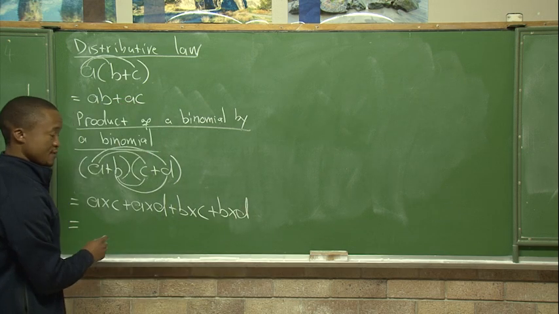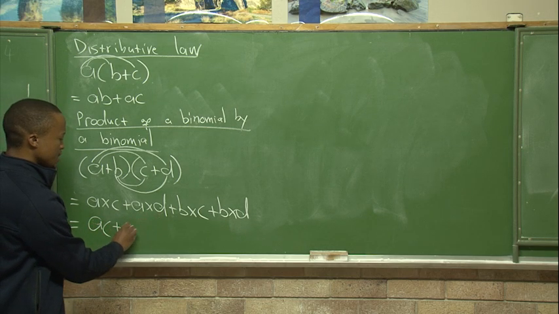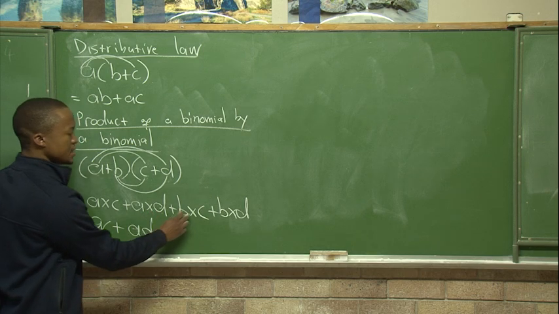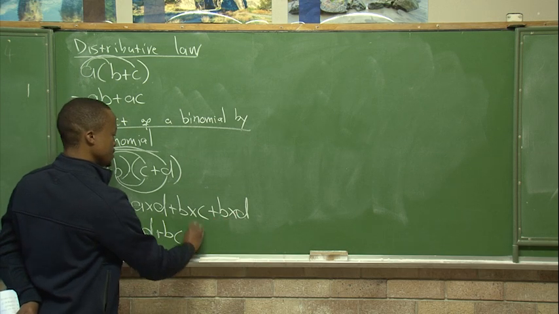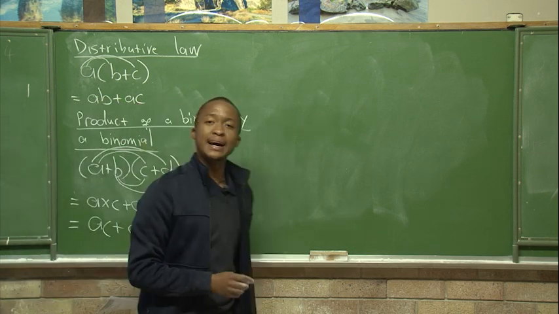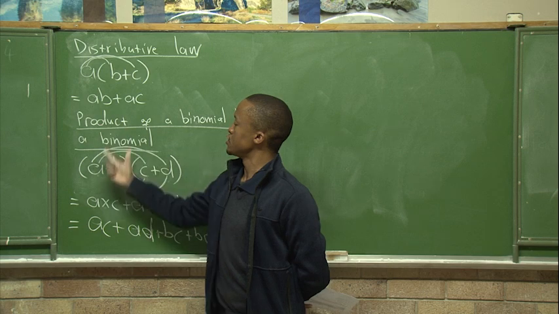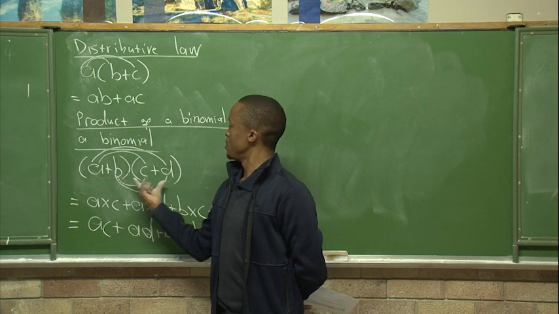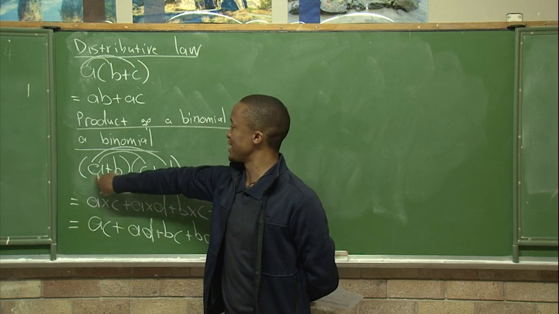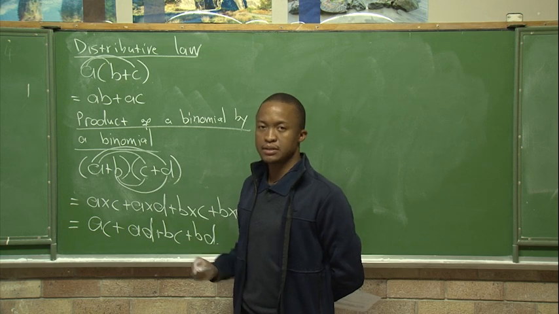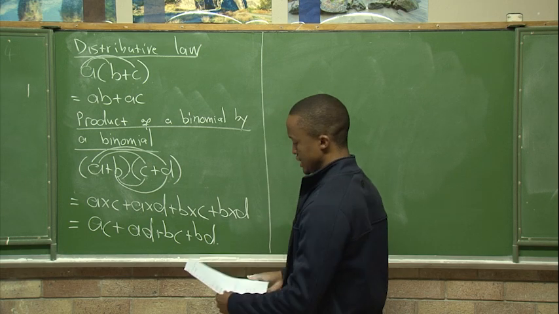If you simplify this further, a times c can be written as ac. a times d can be written as ad. b times c can be written as bc. b times d can be written as bd. And by that, we've applied the distributive law by finding the product. Product means multiply. So we are multiplying a binomial with another binomial. And take note that you distribute each term of the first bracket with each term of the second bracket. So now let's do a few examples that apply this knowledge.